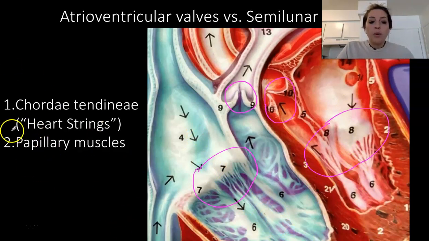Okay, so you are required to know the papillary muscles, and you are required to know chordae tendineae. You will get partial credit if you mention heartstrings rather than chordae tendineae.